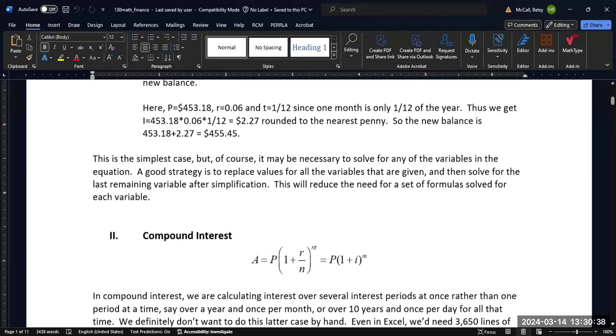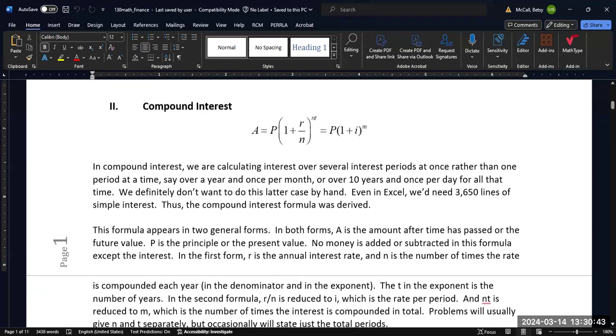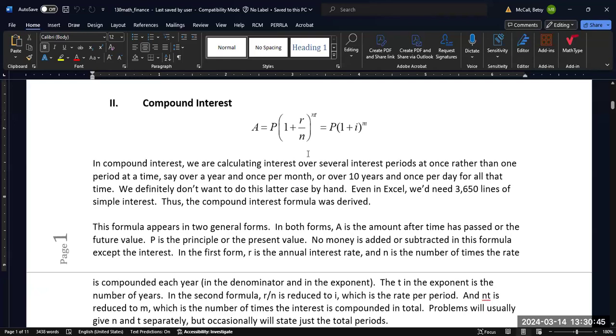Now, simple interest is one thing, compound interest is more common. And so when we look at the compound interest formula, we have the principal that still stands for the balance that you have at the beginning of the time period. R is the annual interest rate, N is the number of compounding periods per year, and then T is the number of years, so NT in the exponent.